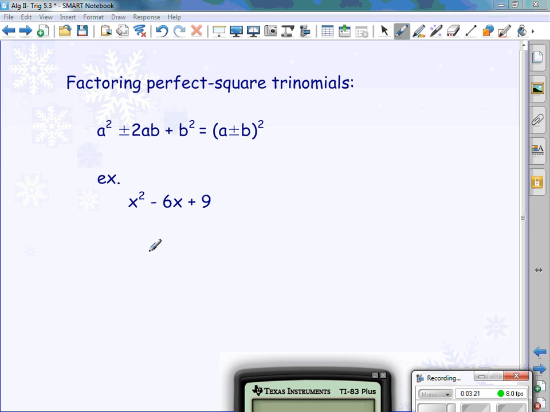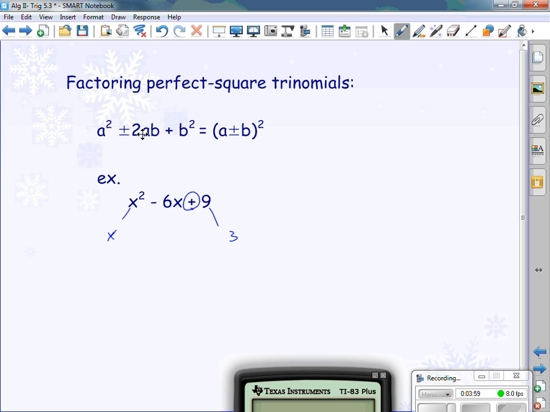First thing I do for any problem, I want to look and see, can I pull anything out of all the numbers? No. Next thing I want to see, is it special? Well, the first special type was this. I can take the square root of this, I can take the square root of this, but there's something now in the middle. That first shortcut does not work. Can I take the square root of this? What is it? X. Can I take the square root of this? 3. Is this positive? Yes, so I'm good so far.